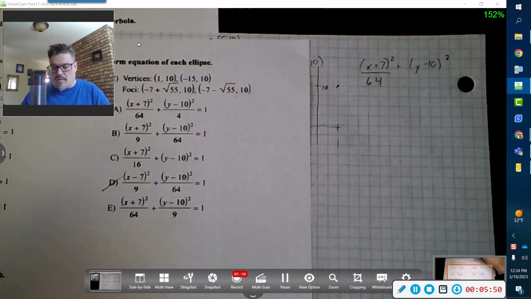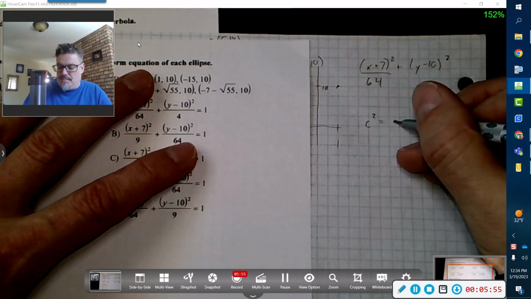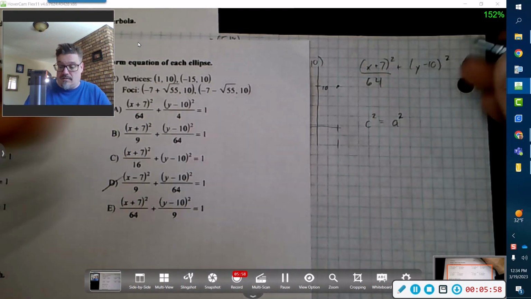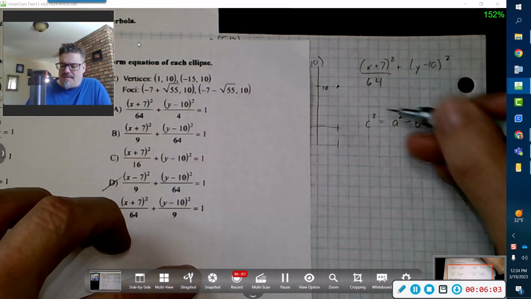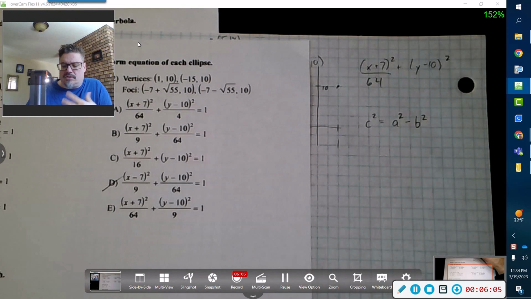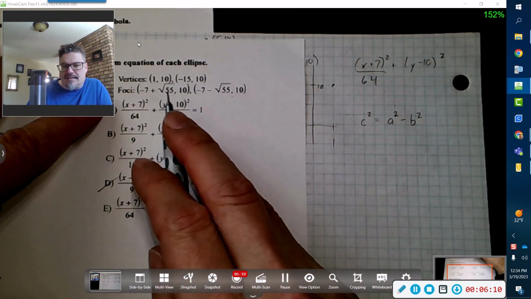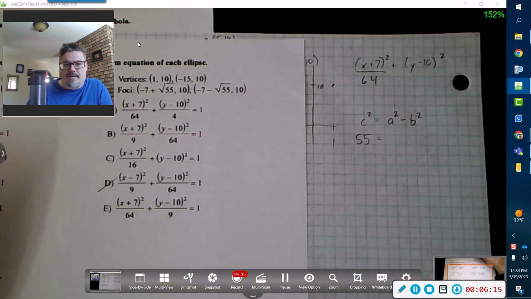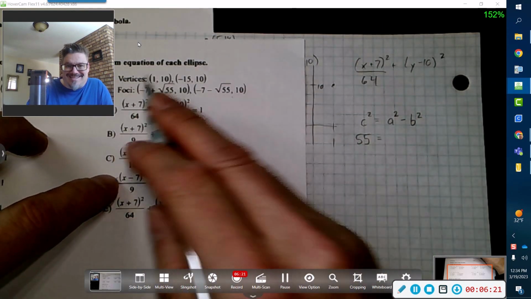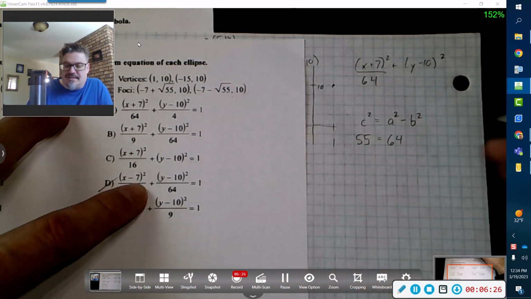I know that with an ellipse, C squared equals the bigger one, the major axis value, minus the smaller one. Normally we have the square. If I wanted to solve for C, I would put the square root. But what I can say is that when I take the square root, I get radical 55, so that means C has to be radical 55. It also means that the larger one, my vertices, that distance is 8 squared, so A squared is 64.